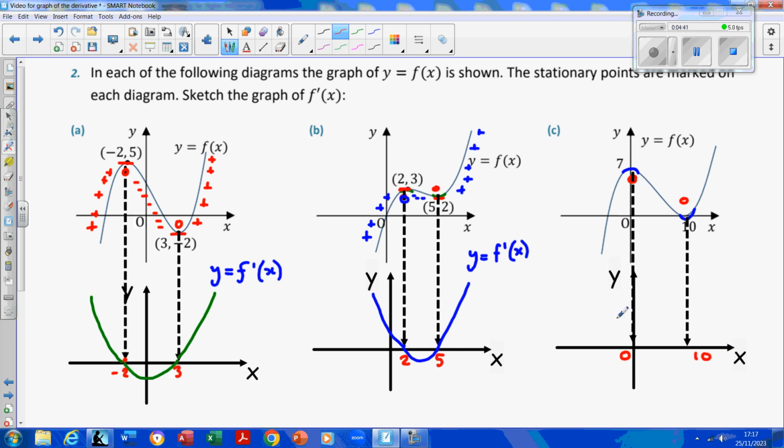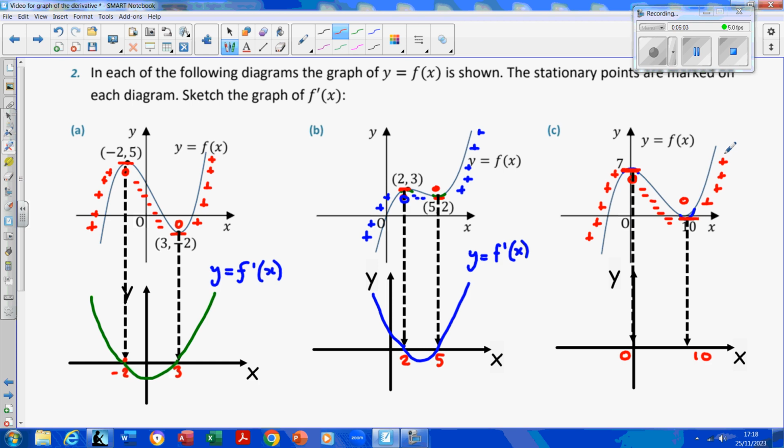I'm now going to look at the shape of this graph. So it's going uphill, so it's positive all the way up there. So the gradient of the tangent is positive. We don't know the size, but we know it's positive. It then reaches 0 because that graph is flat there. And then in between the two stationary points, it is negative. It's going downhill. Then it reaches 0 again, and then it goes uphill.